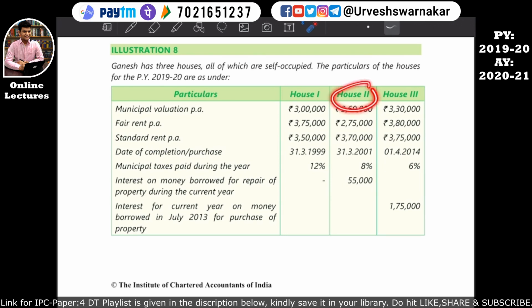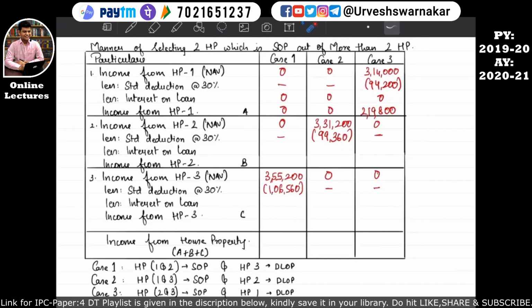So if the house property 2 in our example is a SOP, then we have to consider 30,000. But if this house property 2 is DLOP, then the entire 55,000 will be allowed as deduction. I hope that is clear by now. In case 1, house property 2 is SOP, so only up to 30,000 deduction will be available. So income from house property 2 in case 1 is minus 30,000.